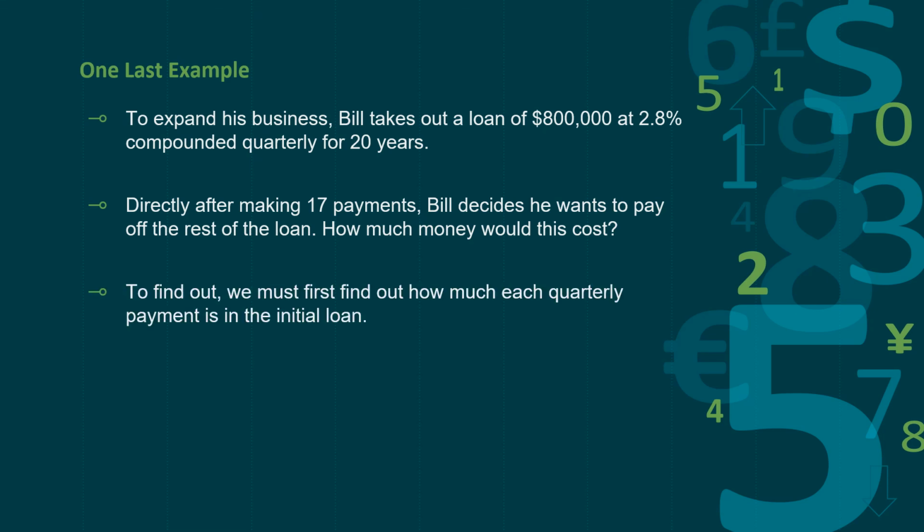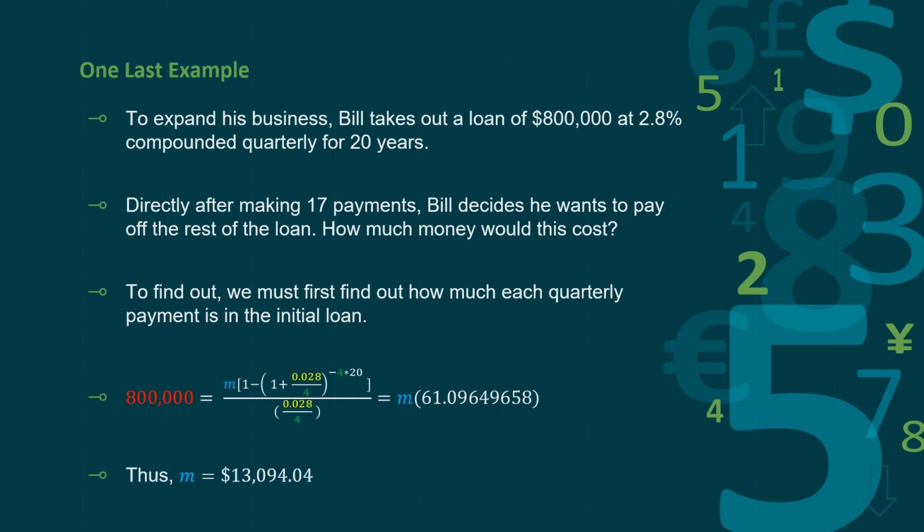To find out, step one, all we have to do is find out how much he was paying every single quarter, because it's compounded quarterly. In this case, by using our formula, I cleaned it up really quickly. You can check my work if you want, but I got m times 61.09649658 equals 800,000. When you divide both sides so that m is on one side by itself, you get m is $13,094.04.